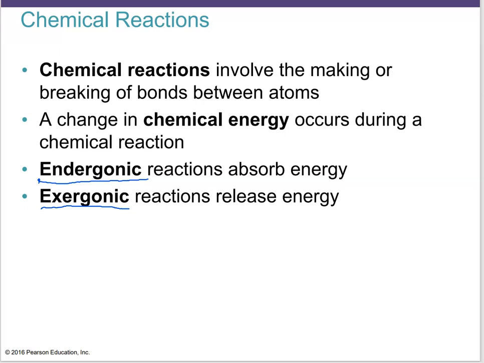Let's take a look at some different types of chemical reactions. When molecules or atoms react with one another, new bonds are formed and old ones are broken. Here are some definitions that you need to know. When a reaction is endergonic, that means you need to put energy into the system. That means this system has absorbed energy and the products have more energy than the initial reactants.